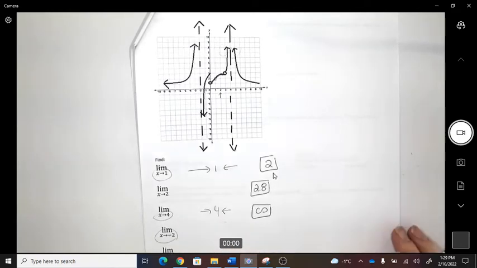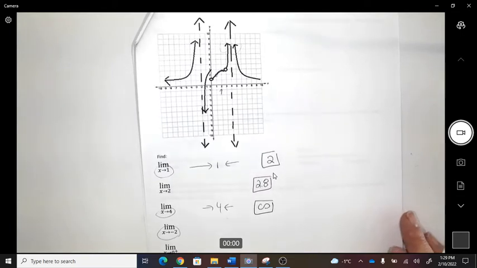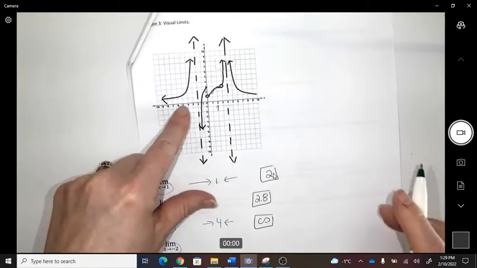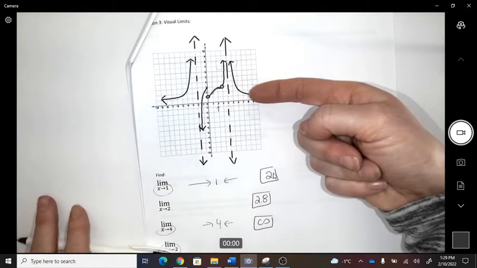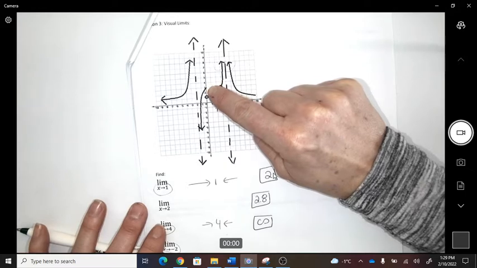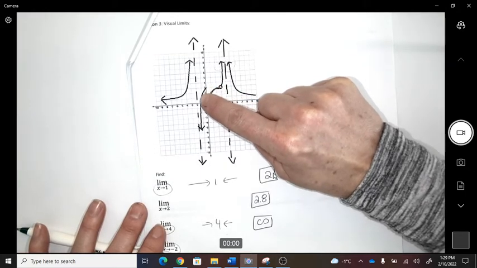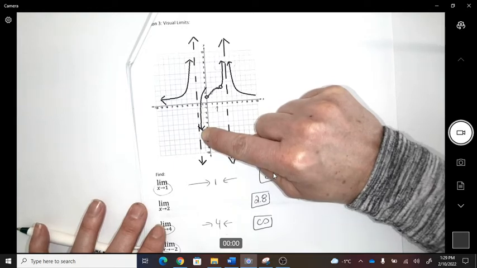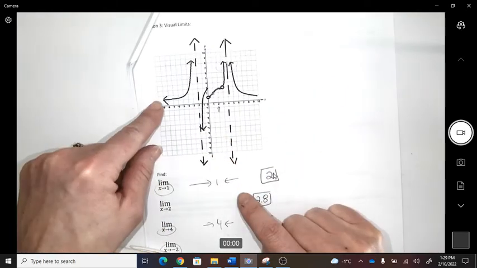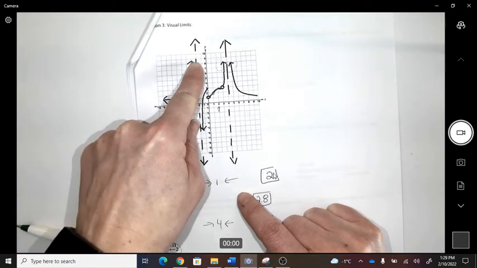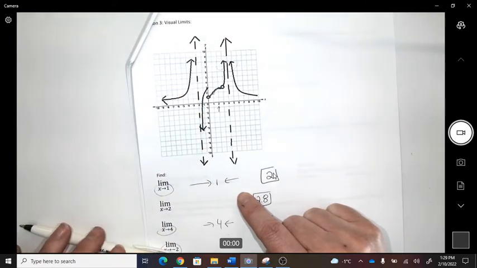Okay, -2. So if I am going from the right-hand side, I'm going to follow this curve. As this goes closer and closer to -2, what's it going towards? -infinity. And from this direction, as I'm moving towards -2, it's going to positive infinity.